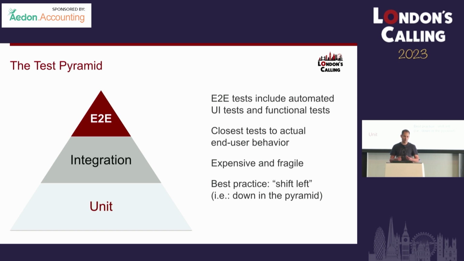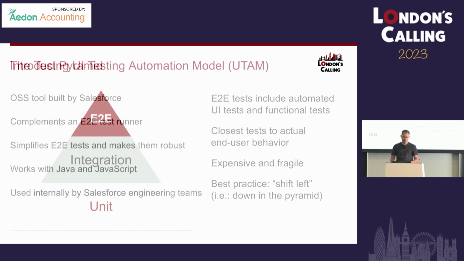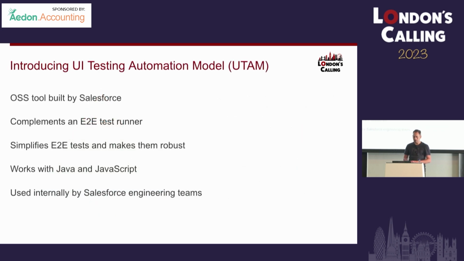End-to-end tests are powerful because that's exactly what the end user is experiencing with your application. But again, they're expensive and fragile. So to compensate for that, Salesforce built a tool called UTAM, UI Testing Automation Model. And what we're doing with this tool is that it's open sourced, and we use it actually internally. Salesforce engineering teams are using it to test things like, for example, the Lightning experience. Everything that is Lightning experience based has been tested by UTAM. More and more teams are implementing this.